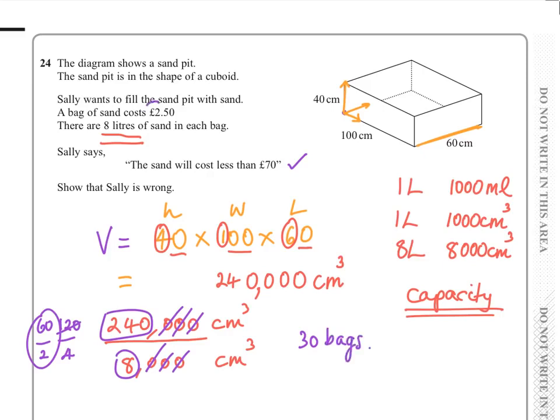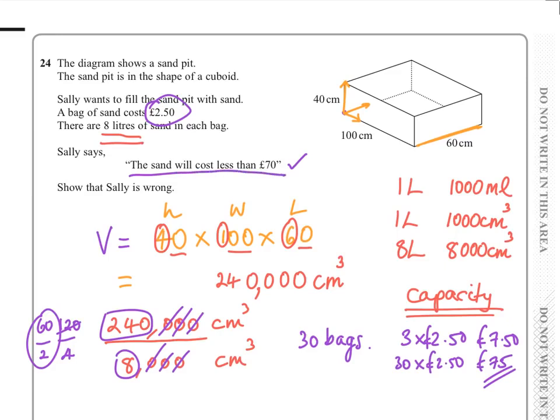Now each of those bags cost £2.50. So 3 bags would be 3 lots of £2.50, which is £7.50. So 30 bags would be 10 times more than £7.50. So what do you think that would be? Well, if 3 times £2.50 is £7.50, then 30 bags would be £75. So when Sally says the sand will cost less than £70, Sally is wrong.